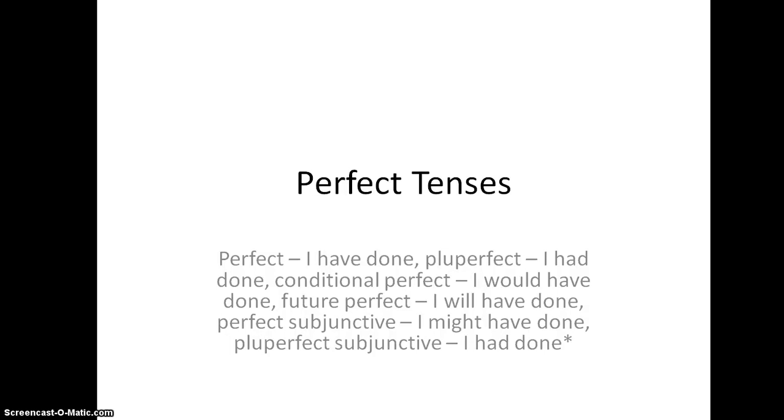So, perfect tenses. This will teach you how to do all of the perfect tenses, but you just work your way through the bits that you need. So we've got the perfect tense, I have done. Pluperfect, I had done. Conditional perfect, I would have done. Future perfect, I will have done.